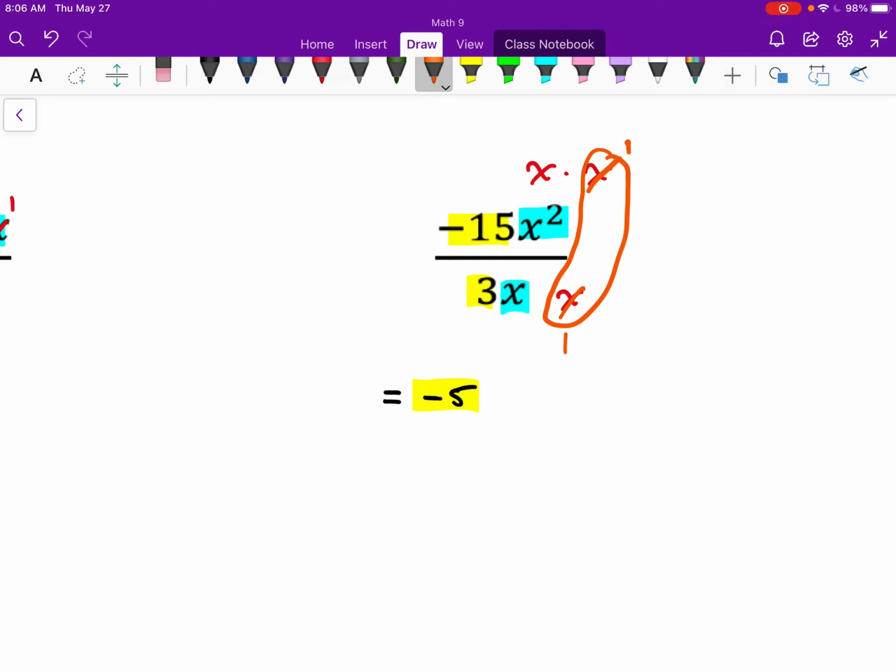So if I think about it this way, I realize what's left. I had x times x in the numerator. I had just a single x in the denominator, but one of each of these canceled out. So all that's left is a single x in my numerator. And so in the end, it's just negative 5x.